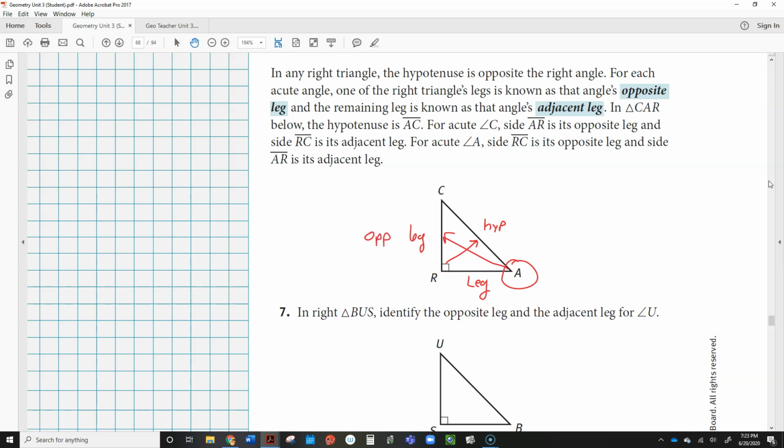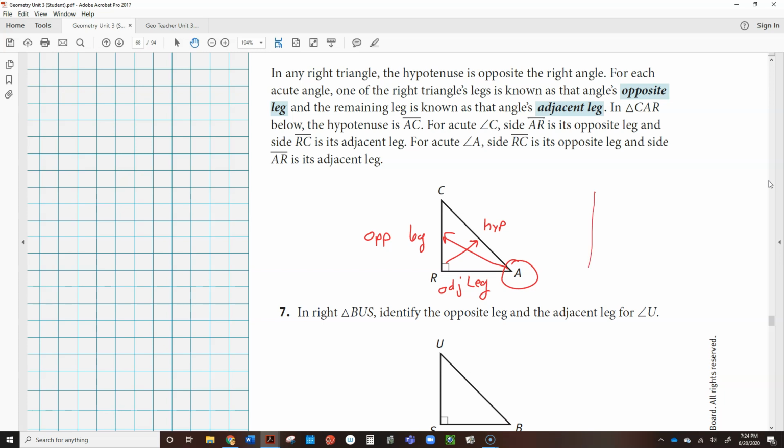But we can't just say it's the opposite leg. We have to say it's the opposite leg of angle A, because if you don't know what angle you're talking about, then you can't call it the opposite leg. Same thing is true for this one. If we're talking about angle A, then this leg right here is what we call the adjacent leg, because it's the leg that's next to or connected to angle A. So for angle A, this is the adjacent leg and this is the opposite leg.